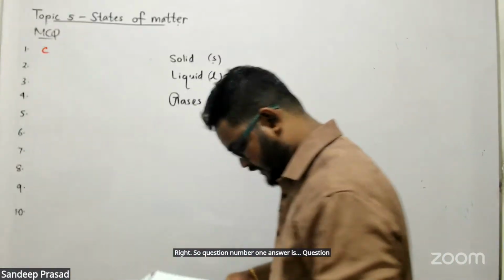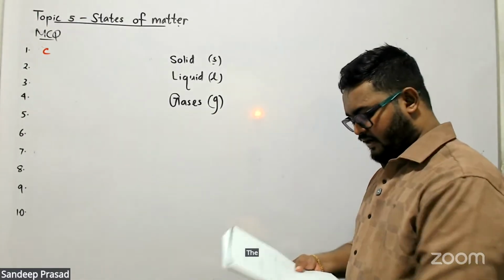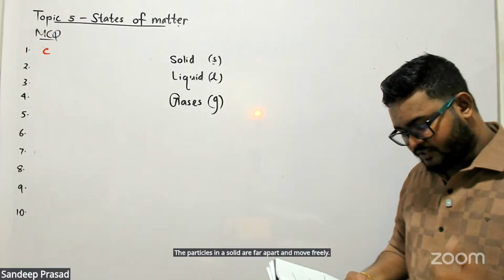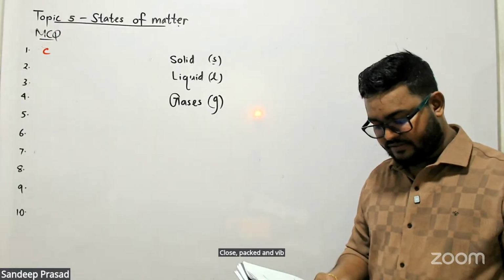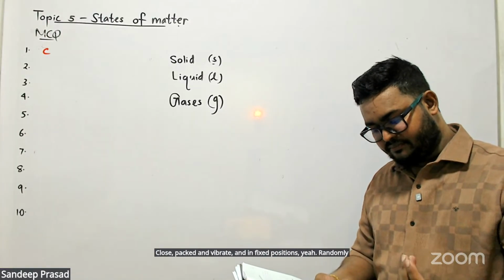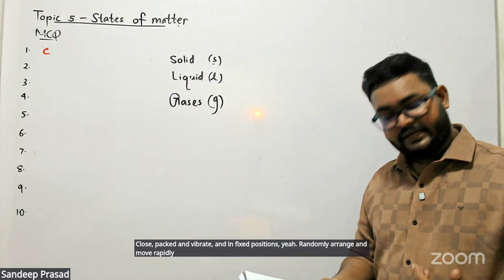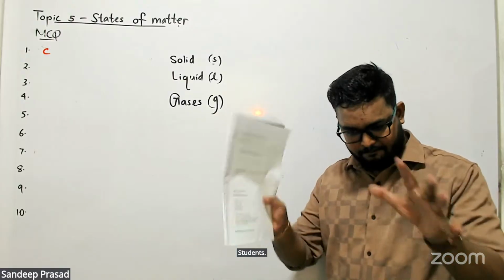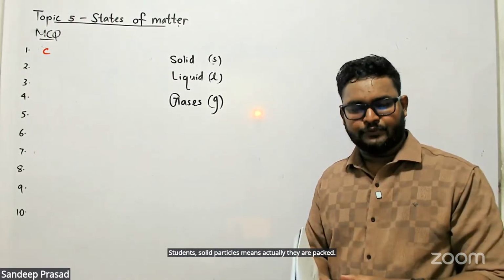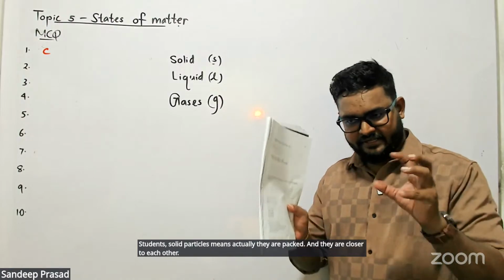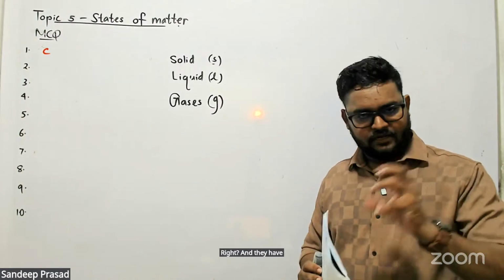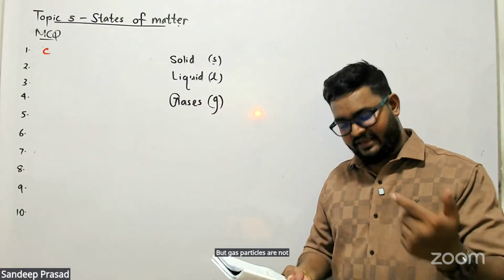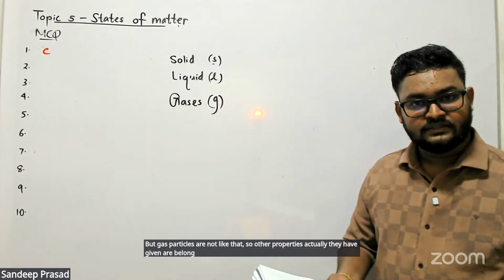Question number 2. The particles in a solid are: far apart and move freely; closely packed and vibrate in fixed positions; randomly arranged and move rapidly, not in contact at all. Students, solid particles are actually packed and closer to each other, right? And they have vibration motion. They can't move. But gas particles are not like that. So the other properties they have given belong to gases, right?